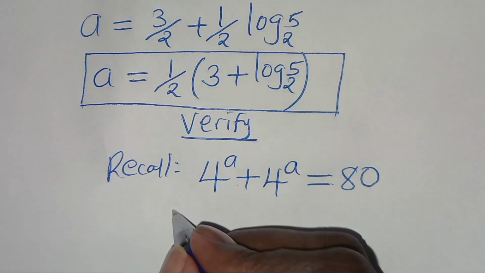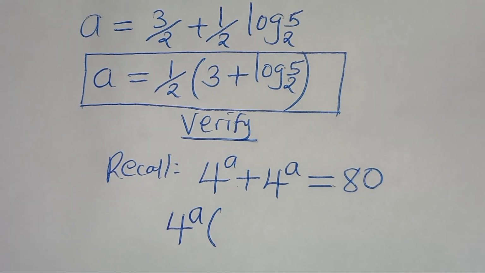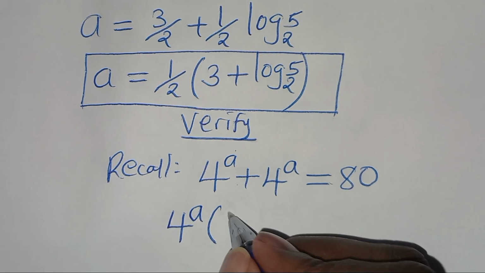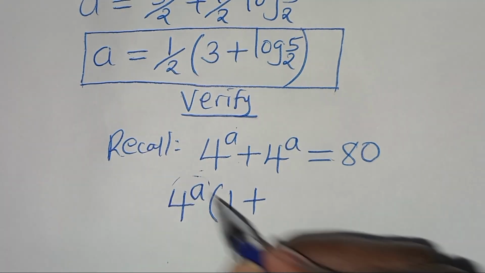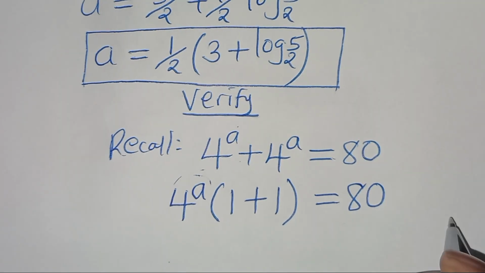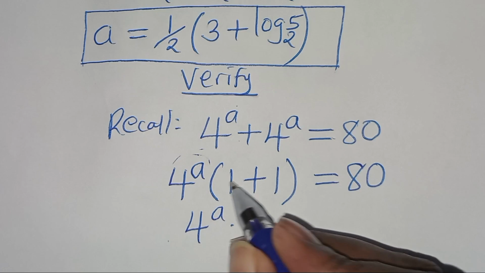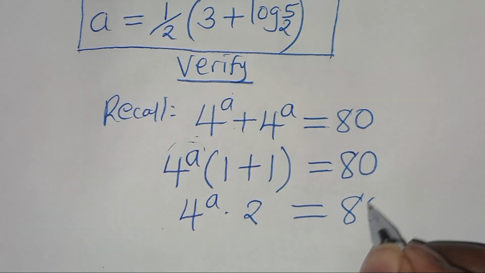Now, since 4 to the power of a is common here, we factor out 4 to the power of a, so that now 4 to the power of a divided by 4 to the power of a, this is 1, plus 4 to the power of a divided by 4 to the power of a, this is 1. This is equal to 80. So this is 4 to the power of a multiplied by 1 plus 1, this is 2, and this is supposed to give us a value of 80.